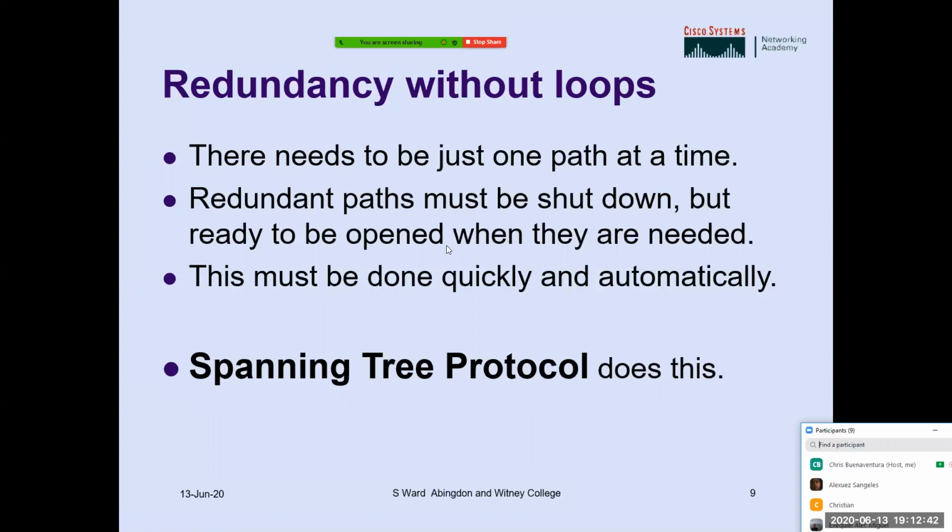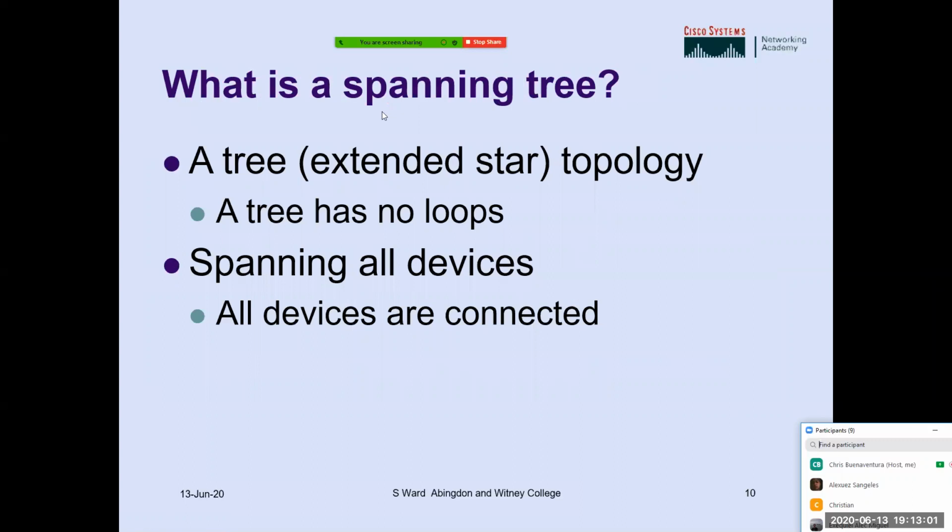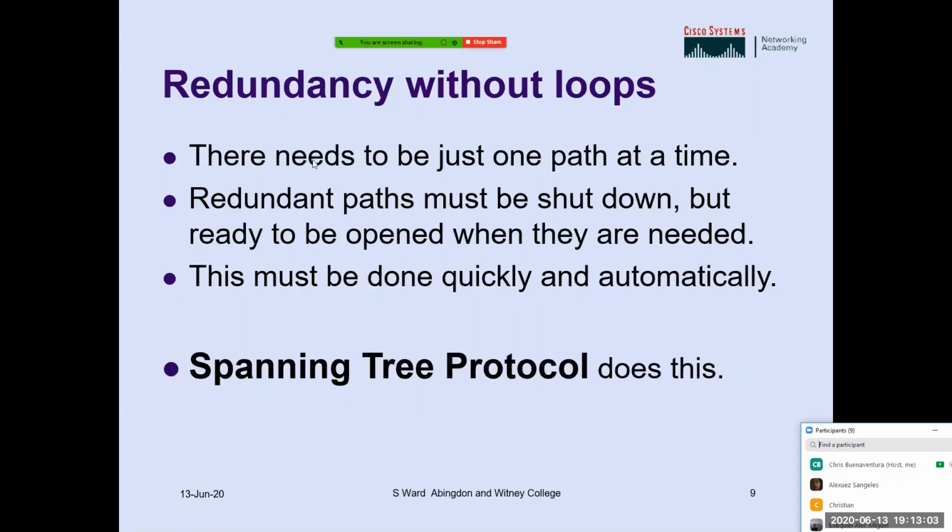So, but ready to be open when they are needed. So, kung kailangan ninyo, let's say nag-shutdown yung main path, it will perform an election. Okay? And election process is very simple. The one with the lowest MAC address wins. Okay? So, this must be done quickly and automatically. So, spanning tree protocol does the following. No? Ito. So, mag-e-election ng one path, shut down the rest of the path.